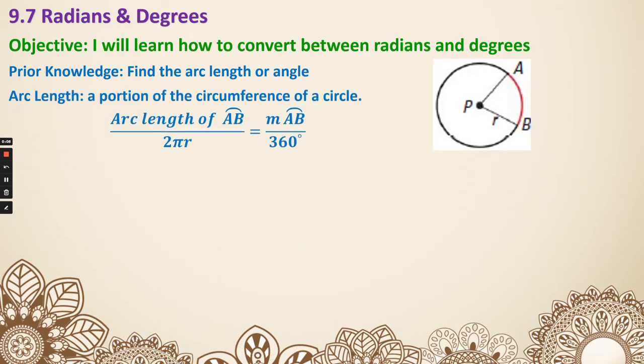So first, let's review something we learned before, arc length. To find the arc length, we have this formula. It's the arc length compared to the circumference, which is 2 pi r, and that is the same ratio as the central angle compared to 360 degrees.